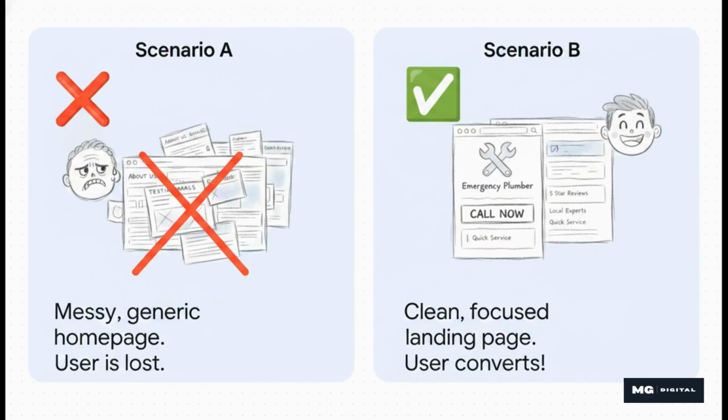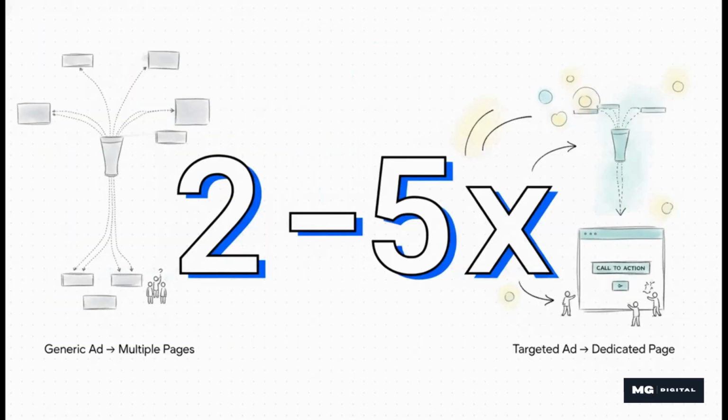Now, look at scenario B. Same exact search, same click. But this time, they land on a page that instantly says, Emergency Plumber in Burbank, available 24/7, call now. It's got response times, local reviews, and a massive phone number right there. It is laser focused. And honestly, the result of that focus is staggering. 2 to 5 times. That dedicated landing page in scenario B, it converts 2 to 5 times better than scenario A. Every single time. It's wild. That's the sheer power of perfectly matching the destination to the user's exact intent.